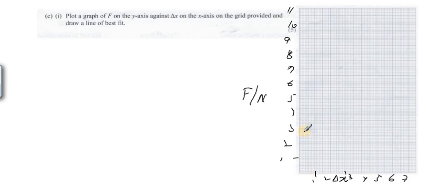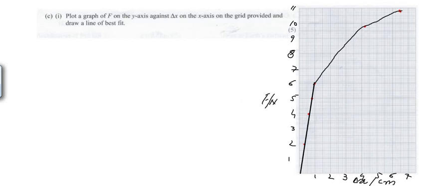And if you plot the points as per the table, you can get this type of graph. So delta x is in centimeter, force is in Newton, and this is the graph. From 0 to 5 point something, I guess 5.9, it is a straight line, and then it starts curving, showing the plastic behavior.